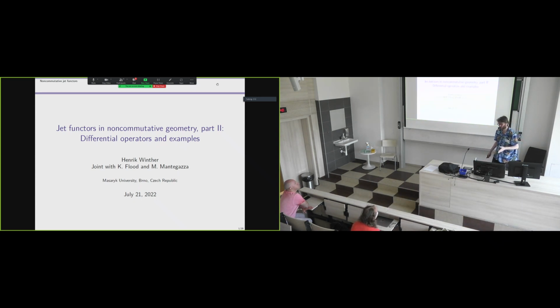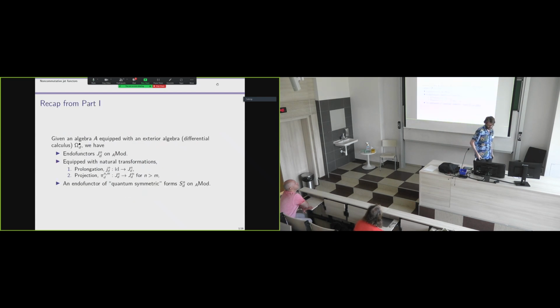Now we're going to go to differential operators, and it's going to turn out that getting nice results is a bit easier. So to recap, what we constructed is an infinite family of endofunctors on left A modules for some unital associative algebra, given an exterior algebra, which is also called differential calculus by some other people at this conference. And these are equipped with natural transformations, prolongations, and projections. And additionally, we have the endofunctor of quantum symmetric forms.